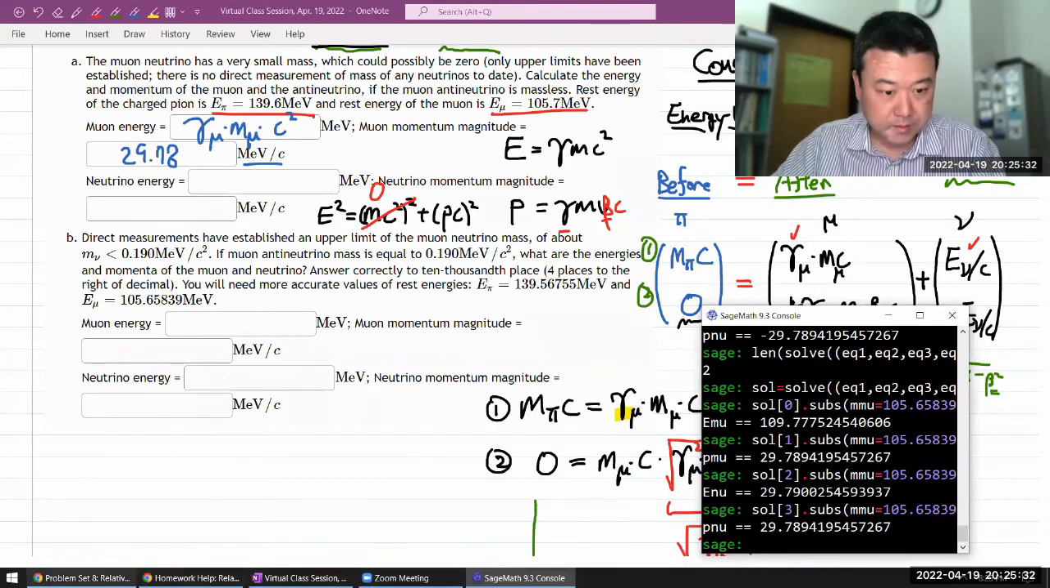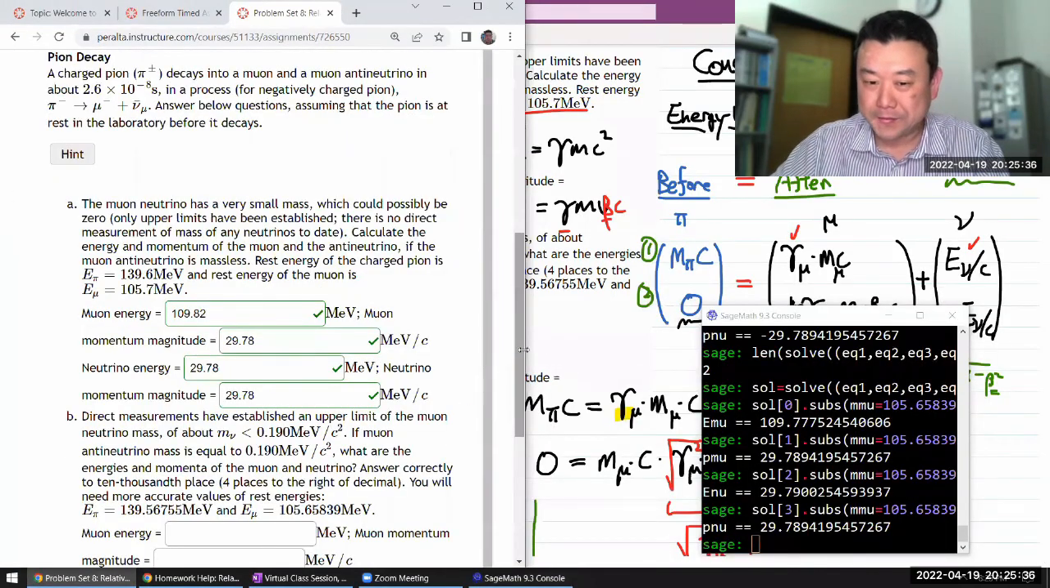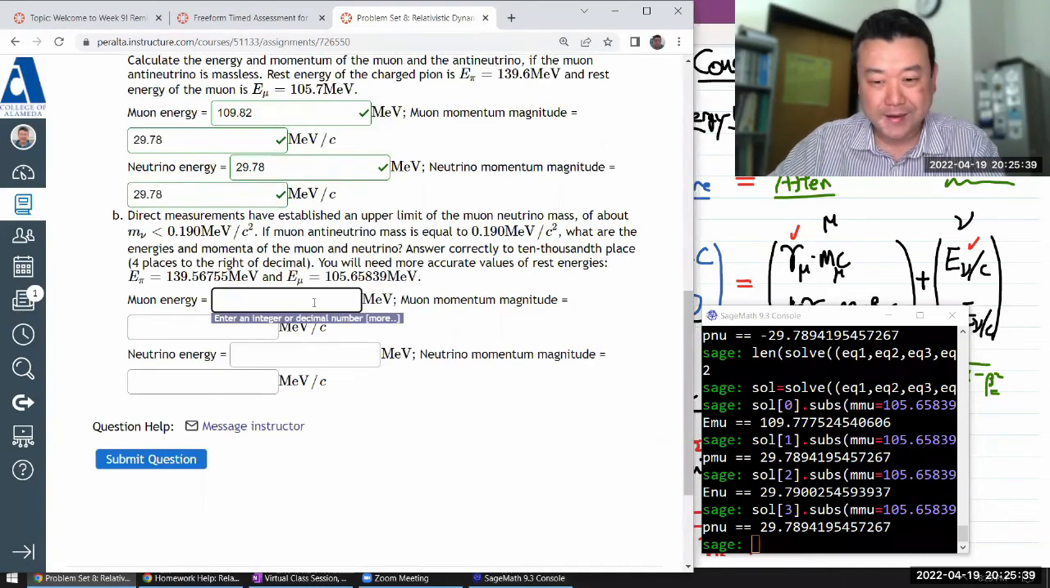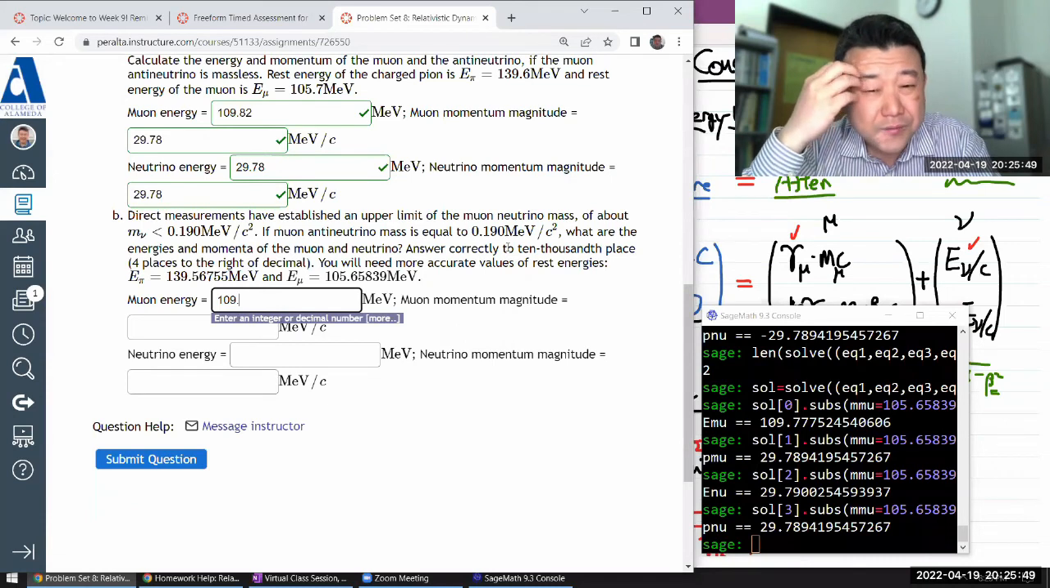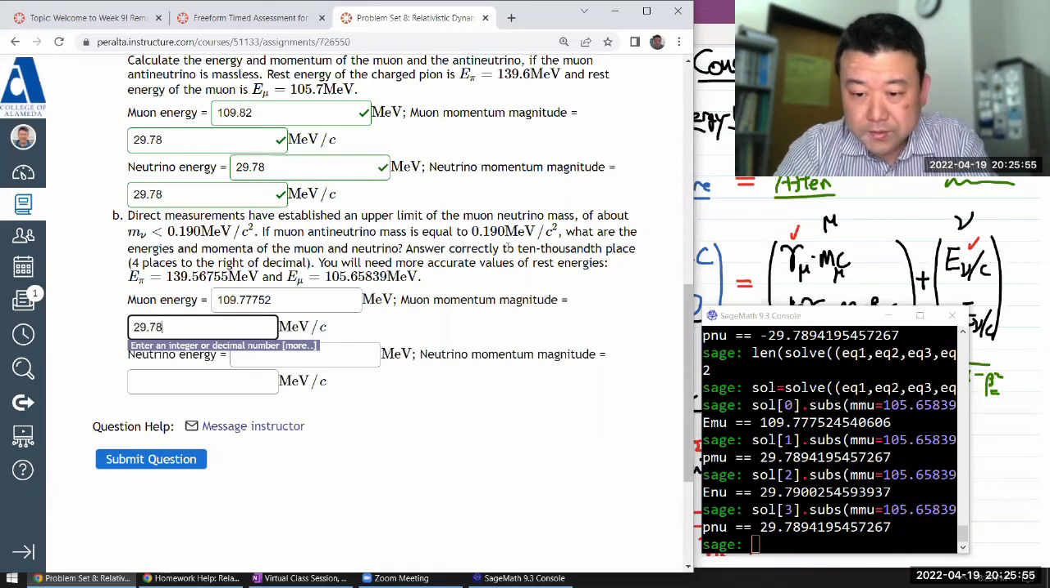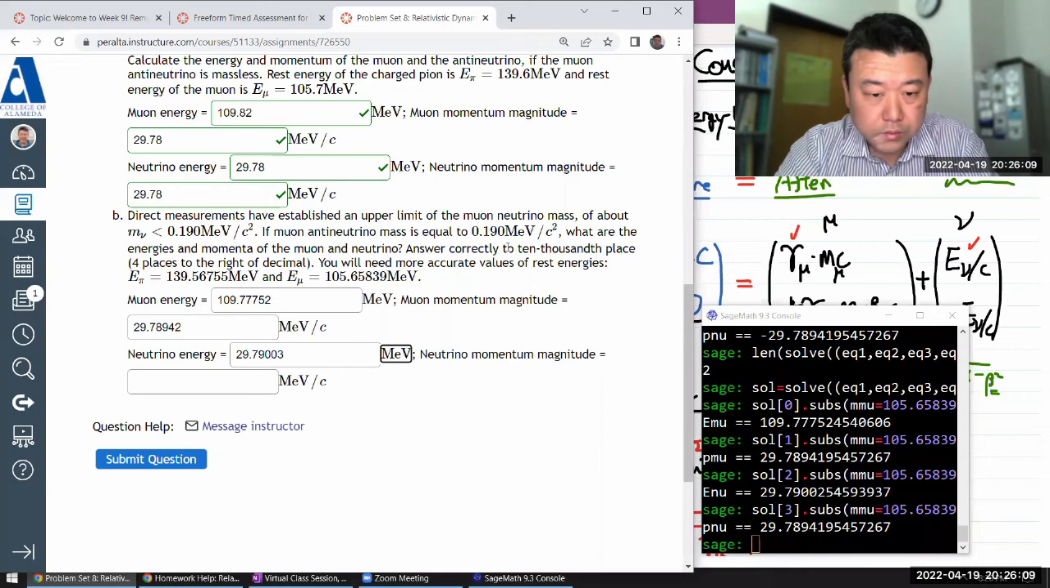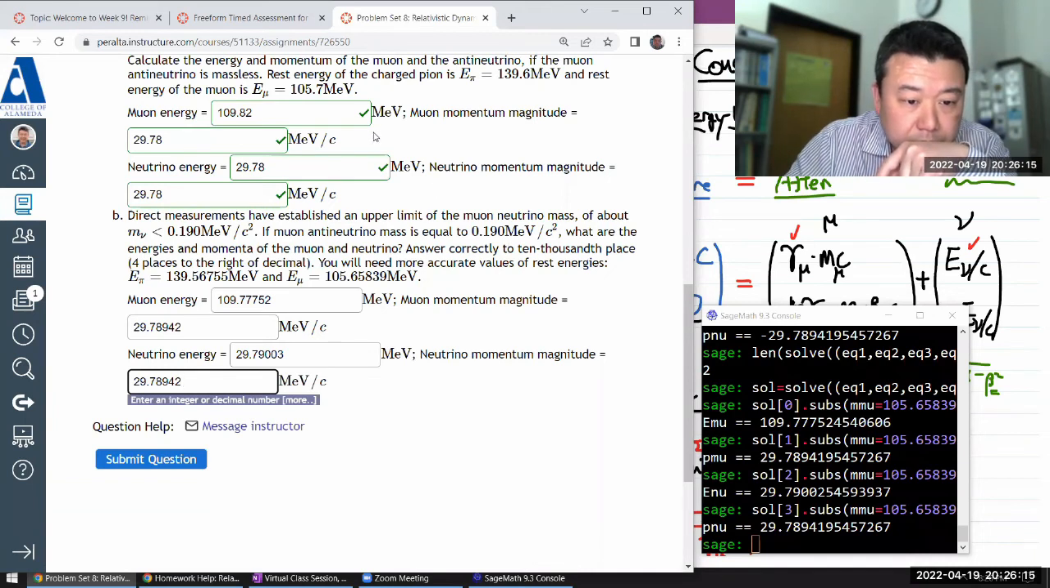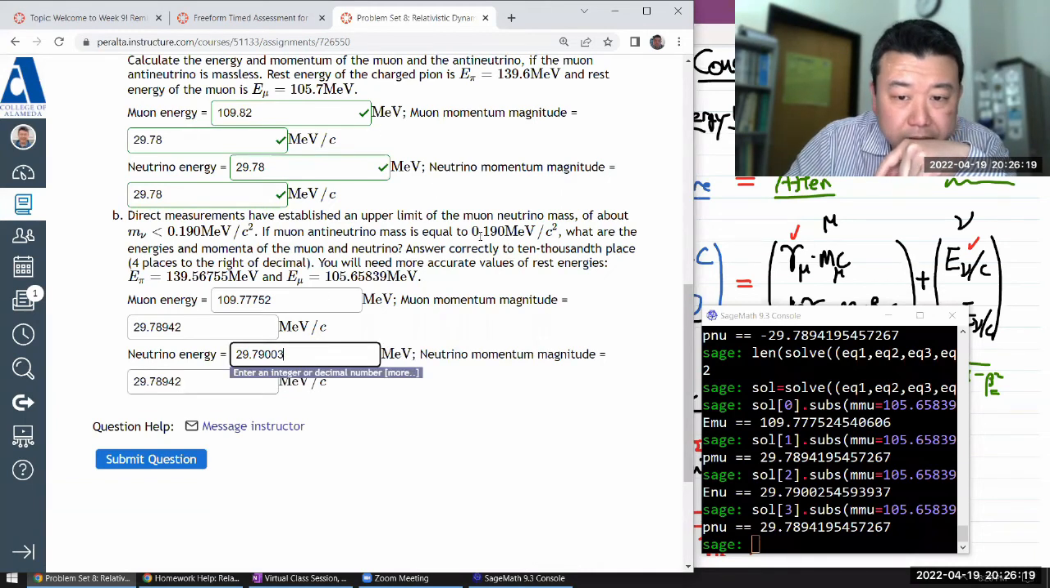I think that's it. And we are way over time. But I said it will be way over time because this is the kind of question. 109. How many significant figures do I need? Correctly to 10,000th place. So that's 5 decimal places. 77752. 29.7894. 29.79942.